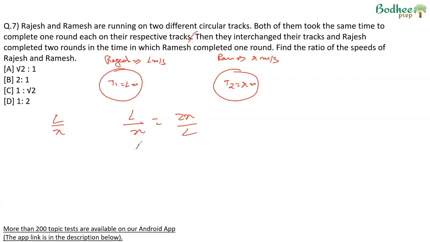So cross multiplying, L square upon x square is equal to 2 by 1. Taking root, L upon x is equal to root 2 upon 1. That becomes the answer. Basically, assuming the length and speed same for Rajesh, L and L, for Ramesh, x and x. Now Ramesh, when he does the first circle, will take L by x seconds. Rajesh will do 2 rounds and therefore will cover 2x distance at a speed of L in the same time. The time is equal. From here, we'll get the ratio of L and x as root 2 is to 1.